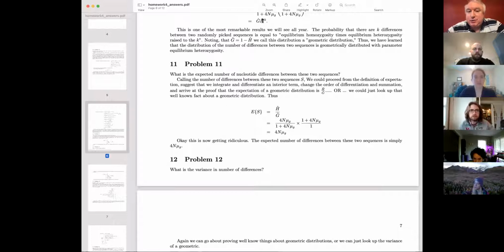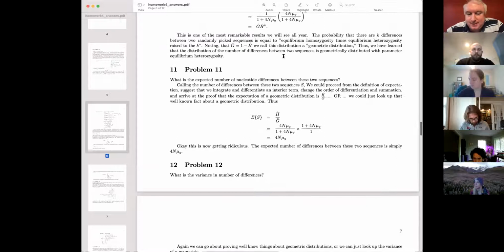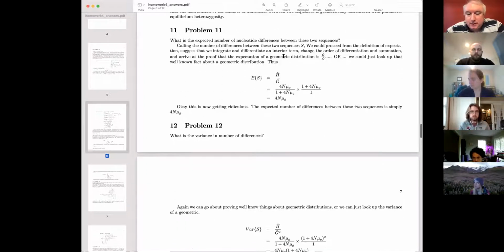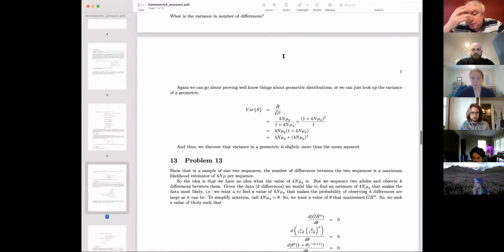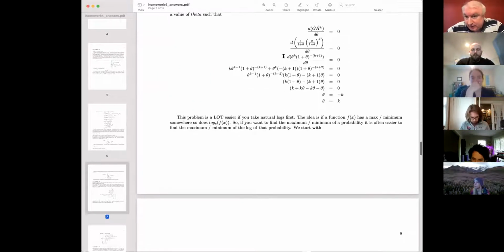This is a geometric distribution. It is the definition of a geometric distribution. So its mean is lookupable. It is a geometric distribution. So its variance is lookupable. You could probably prove it if you wanted to, but you could also just look it up. So you will find that its mean and its variance are very simple functions of theta. The problem after that is going to ask you to find a maximum likelihood estimator of theta.